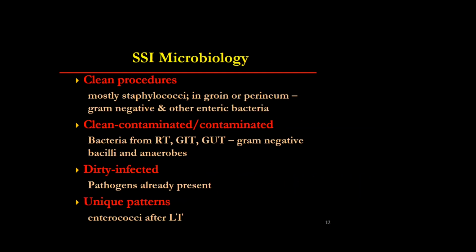So this is just to again drive home the same point. Clean procedures, mostly Staphylococcus. If it is a clean procedure in the groin or perineal area, you might also have to keep in mind that you might have to deal with gram negative and enteric organisms. For clean contaminated wounds, that is, either you are entering the respiratory tract or the GI tract or the genitourinary tract, remember which tract you are encountering and keep in mind those might be the bacteria. In dirty infected wounds, it will be the bacteria which are already present in the wound, so you'll have to be guided by that. And another thing, people who are immunocompromised, like transplant recipients, can have all kinds of unique patterns, so don't be surprised.